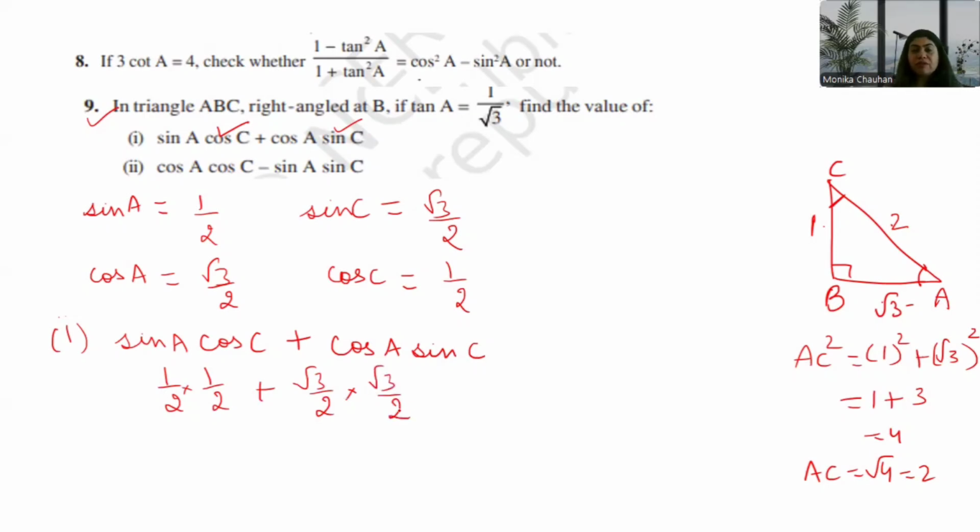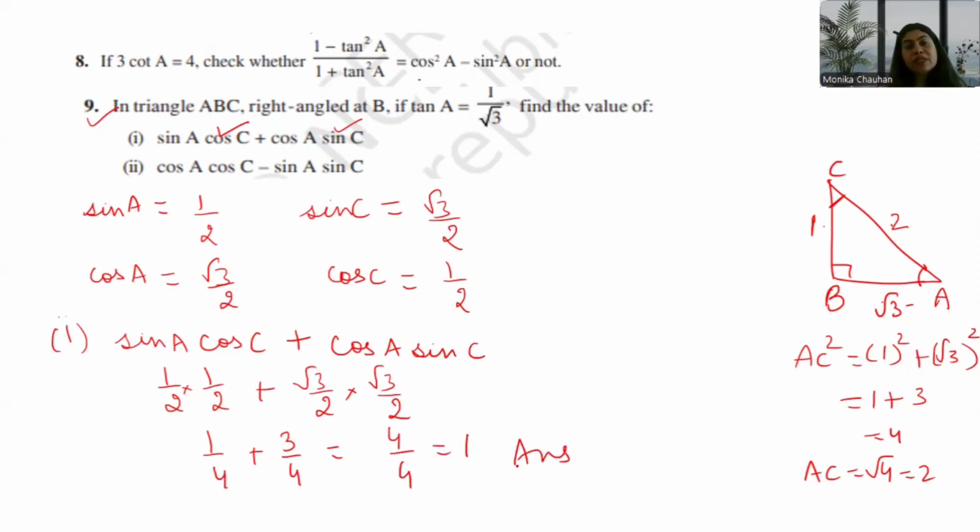Have you seen both the values are coming out the same? Now this becomes 1 by 4, and root 3 into root 3 becomes 3, so this becomes 3 by 4. So it becomes 4 by 4. So the answer is 1. So that is my answer. The value for the first expression is 1 only.